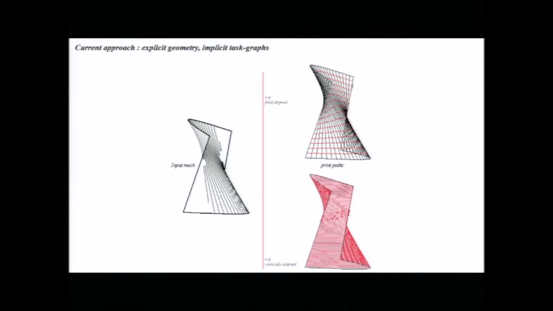So in other words, the geometry is explicit, but the printing paths are kind of implicitly derived from the geometry. What the proposed approach is suggesting is to do the inverse, to explicitly generate the printing paths and implicitly represent the geometry as a collection of task graphs.